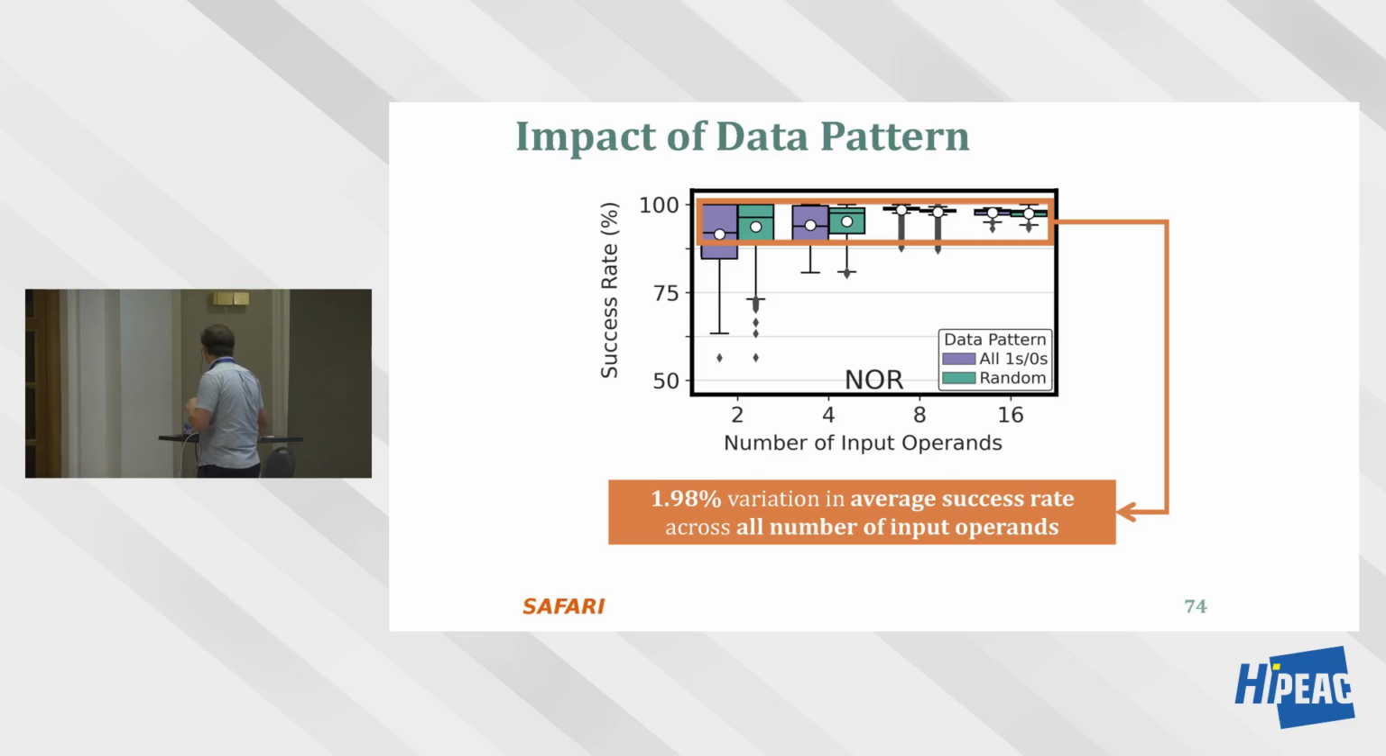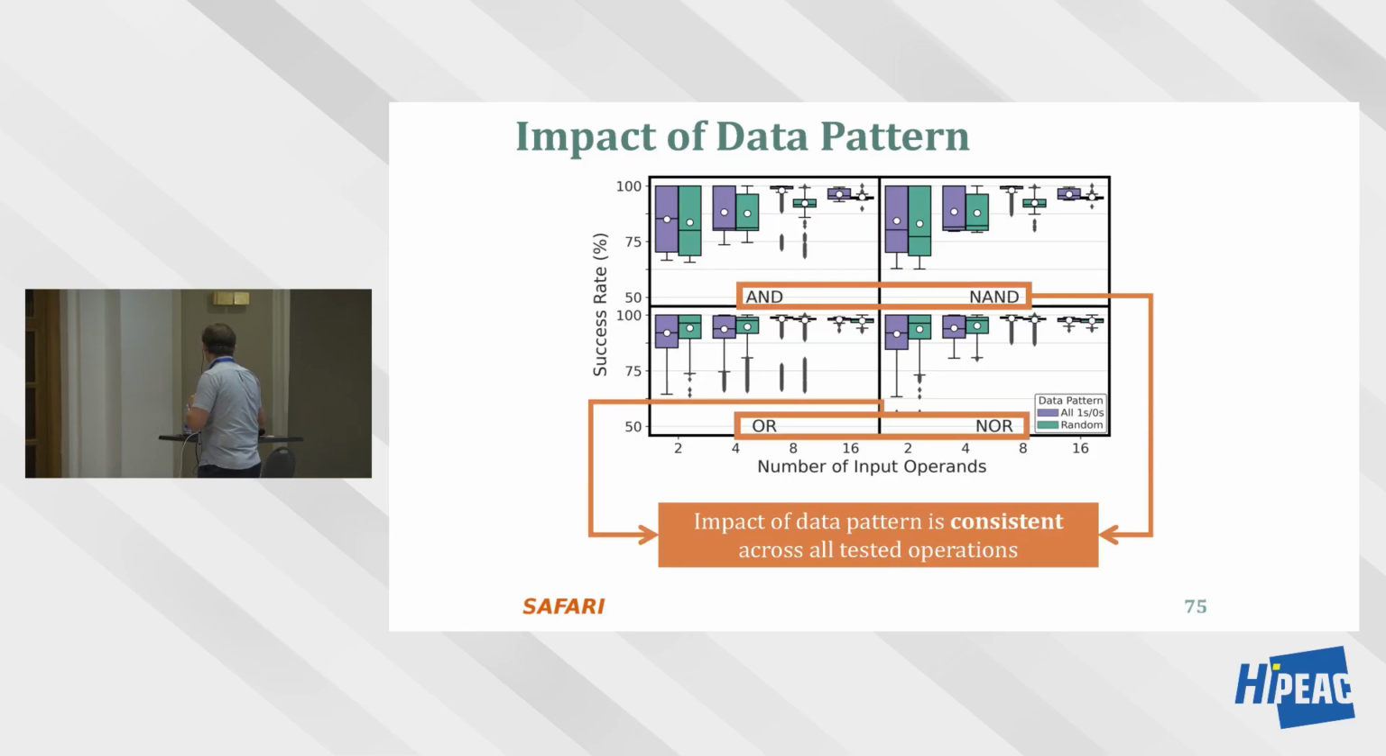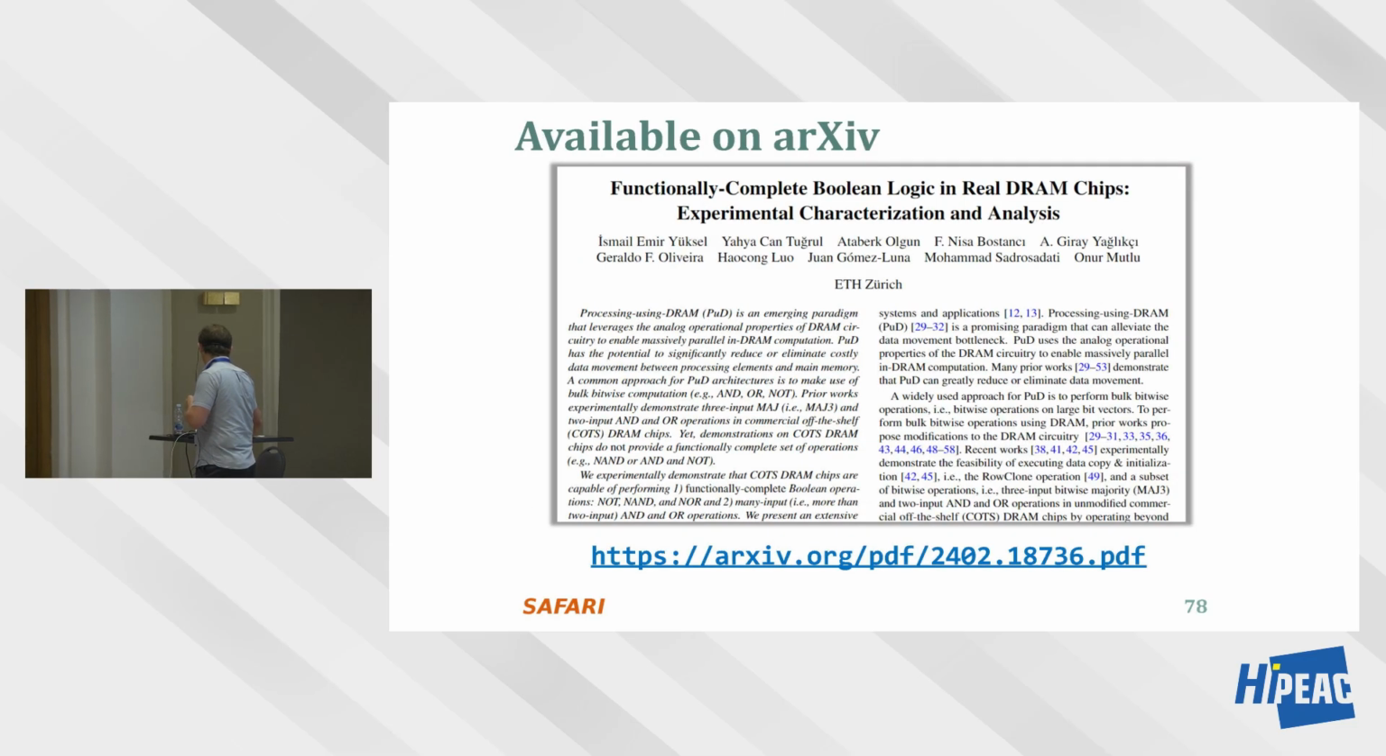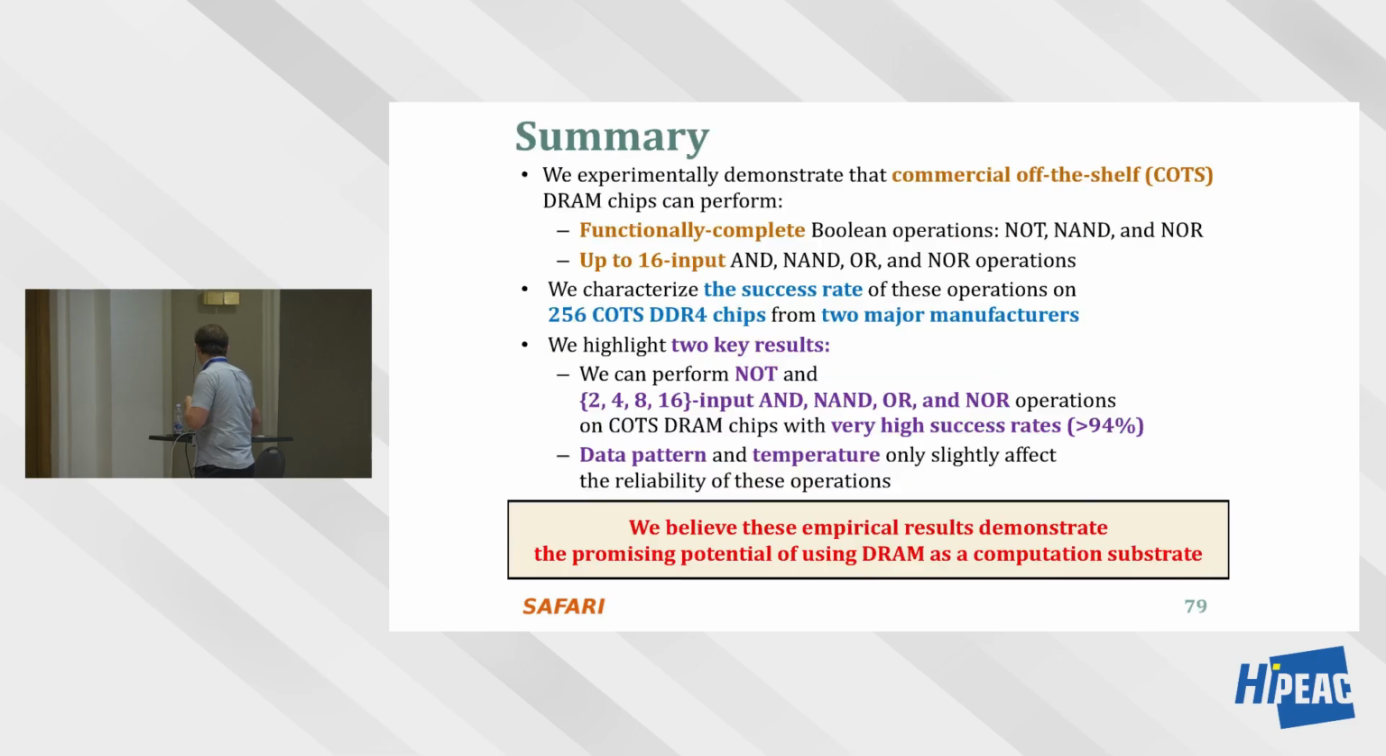We're going to talk about data pattern tomorrow, but this is the NOR operation. So it depends on the data pattern. You get slightly different success rate, but not that bad. And the impact is consistent across different types of operations also. There's a lot more analysis in the paper that I'm not going to cover over here. But essentially, we also test temperature, speed rates, chip density, die revision, etc. And you can certainly find more in the paper.